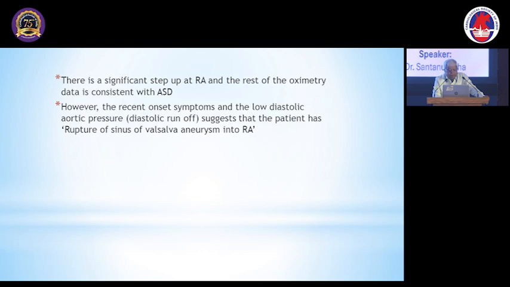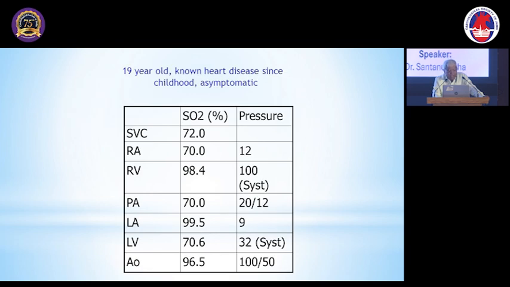See the left side. LA 99, LV is 70, aorta is 96. Straight away it is telling that there is a double discordance. CCTGA, sir. RA is opening into LV, which is giving rise to the pulmonary artery, I'm sorry. You should have written morphological, then they would have known the diagnosis. See the LV pressure. LV pressure is 32, PA pressure is 20. So they are concordant. It is going like that.